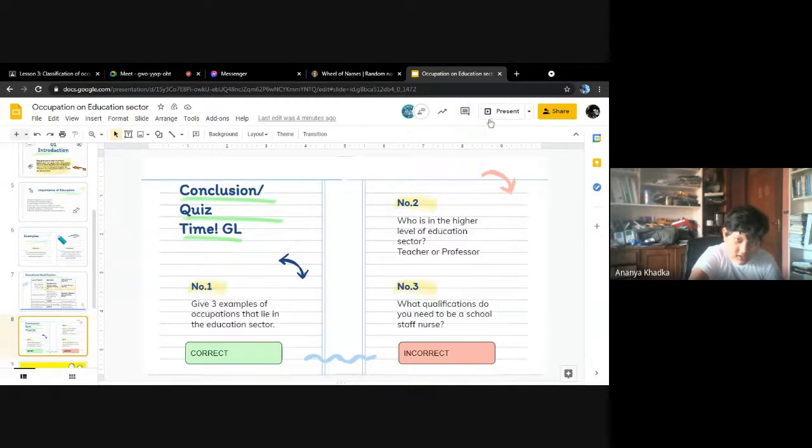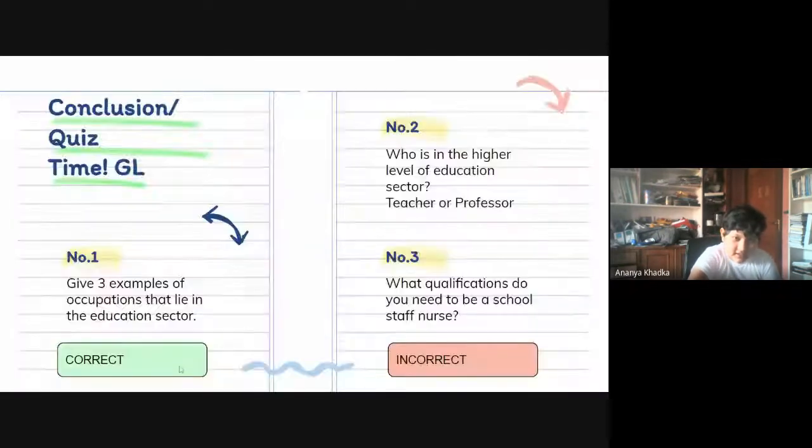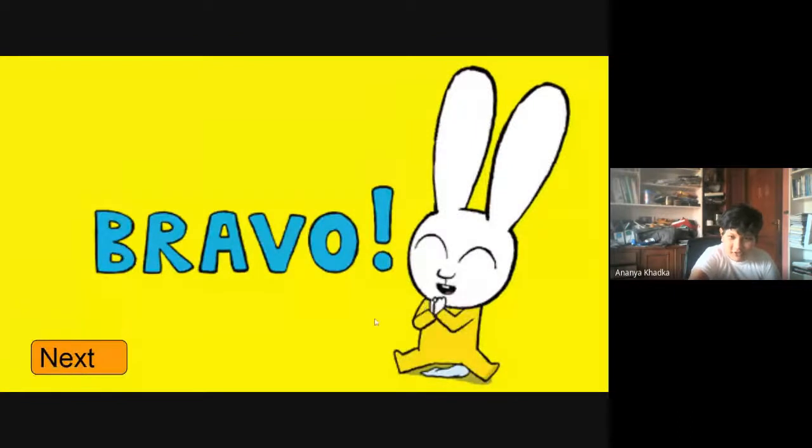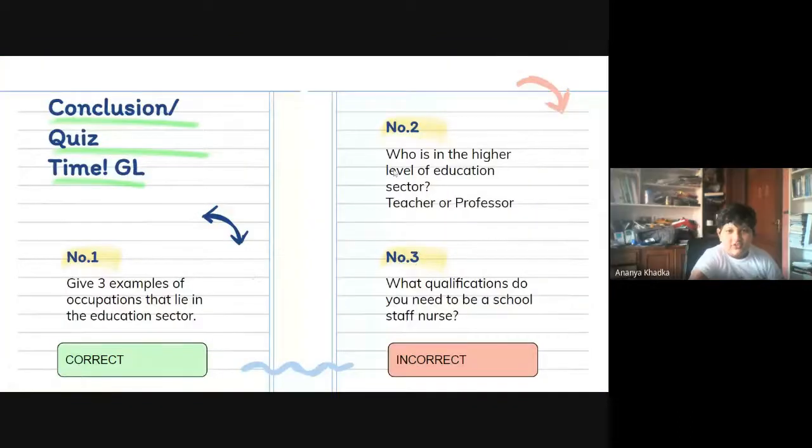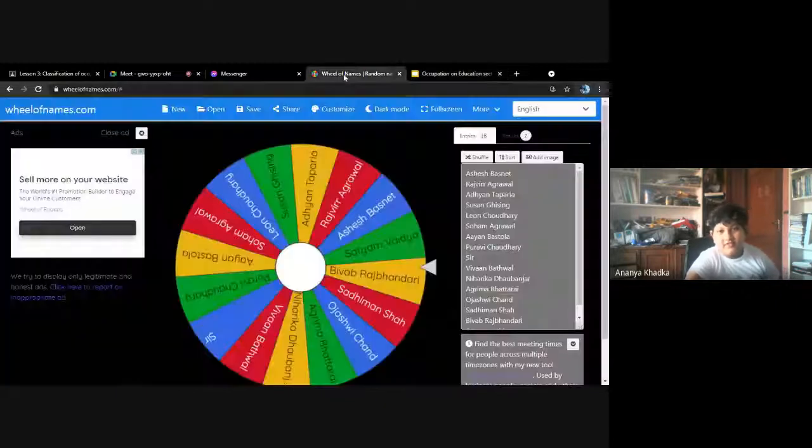That would be correct. Bravo. Yay. Okay, the next question is, who is in the higher level of education sector, teacher or professor?